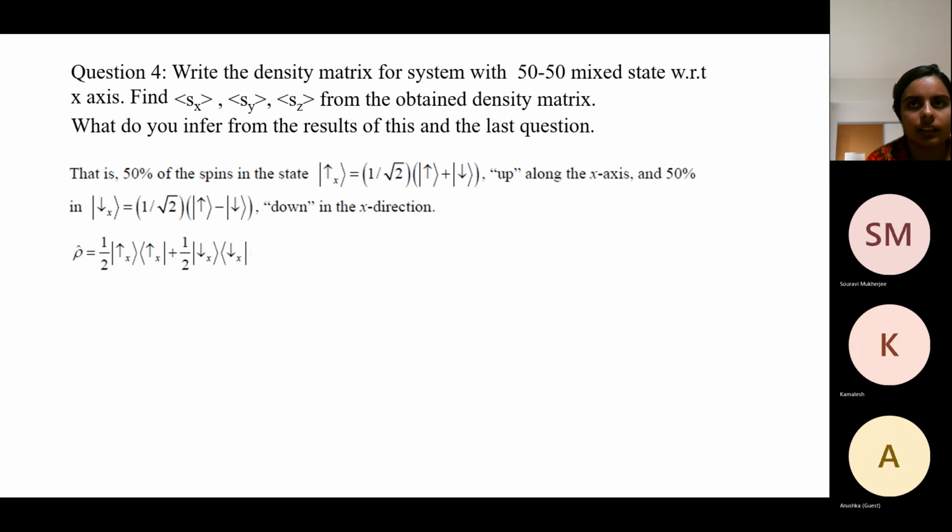Yeah, you can say that. If you have a collection of spins, out of that 50% will be along up and 50% will be along down. So in a way, this is not polarized, right? Because it has 50-50 probability. If it was completely along one direction, then you can say that it's polarized. Okay, ma'am.